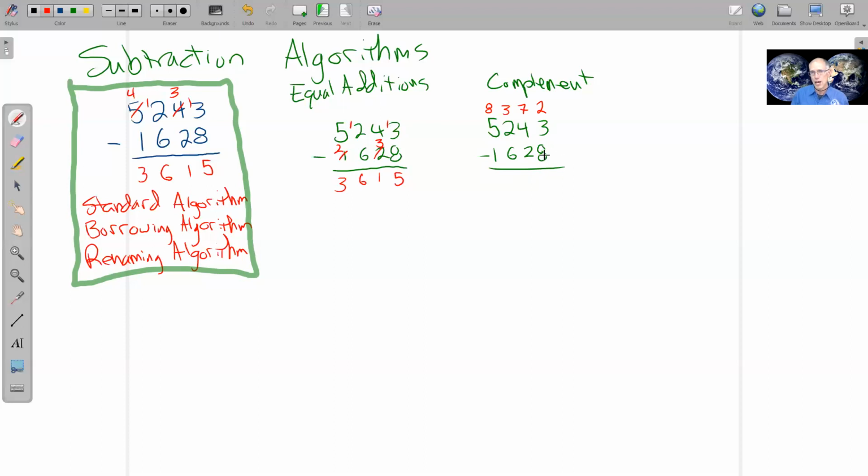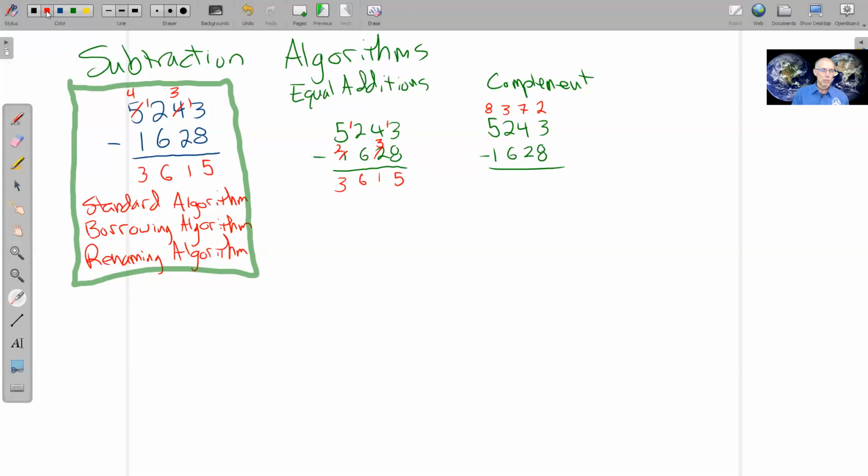And if you were to add the bottom number and the top number together, the green, bottom green one and the top red one, you would get 10,000. And the trick again is that these two digits here and here make a 10, and then the other pairs make a 9. 6 and 3 is 9, 1 and 8 is 9.